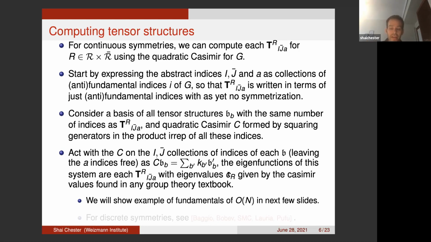I should also note that this method I described is for continuous symmetry groups, in which case you have a quadratic Casimir. Of course, for discrete symmetry groups, you don't. In that case, there's a different canonical way of computing these three-point tensor structures, which was introduced in my paper with these authors. Morally, it's very similar. You're also just constructing projectors. It's just in the case of a discrete symmetry, you do it using character tables instead of using the quadratic Casimir.